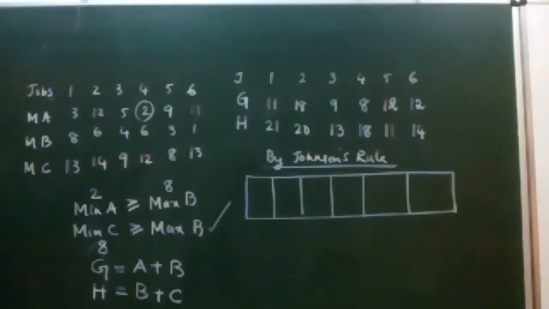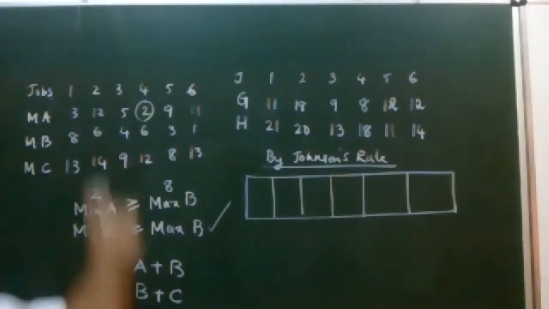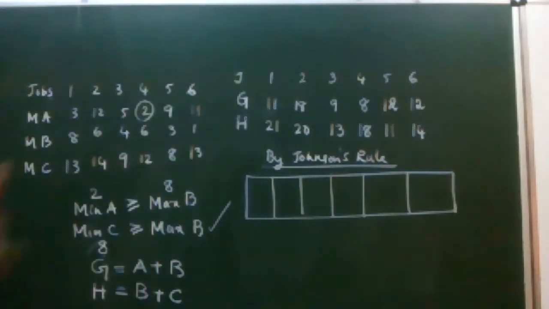We start to look for the lowest processing time. If it is in machine G or A, the first machine, then we start allotting from the left. If it is in machine H, then from the right. Very good, excellent. Okay, same procedure.